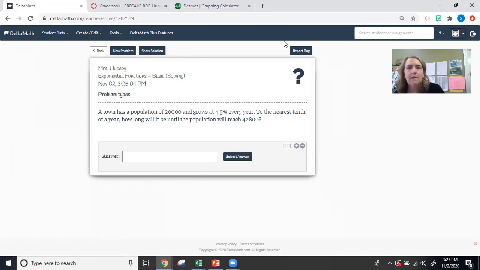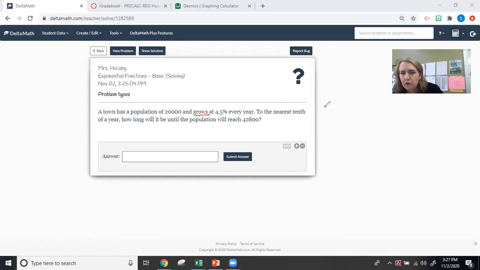Let me get my annotate so we can mark this up. So grows, this is important, at 4.5% every year. To the nearest tenth of a year, always pay attention to your units of years too. How long will it be until the population will reach 42,800?